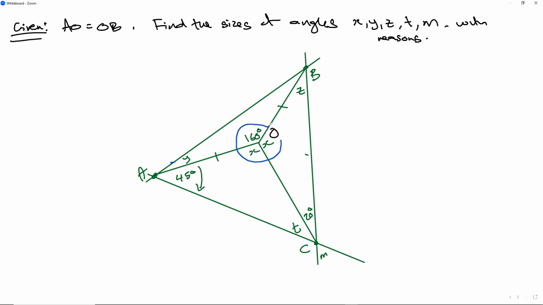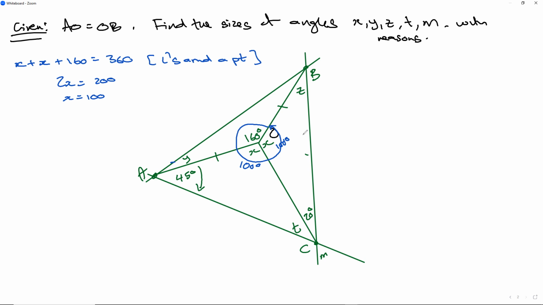The first thing I'm going to start off with is X, and I can see that this is angles around a point. So therefore, X plus 160 equals 360, and so X equals 200... so this is angles around a point. Once you get an angle, it's always ideal to write it in, because suddenly the other angles appear more easily to be understood as well.